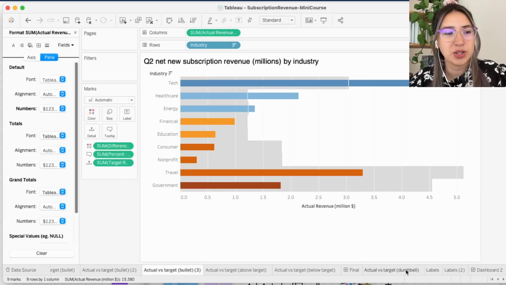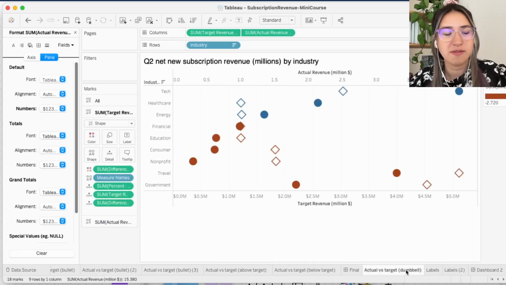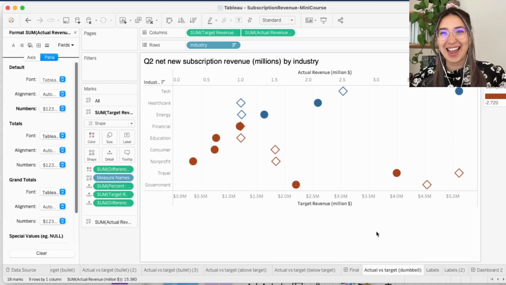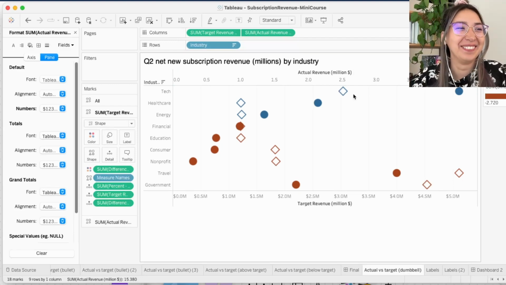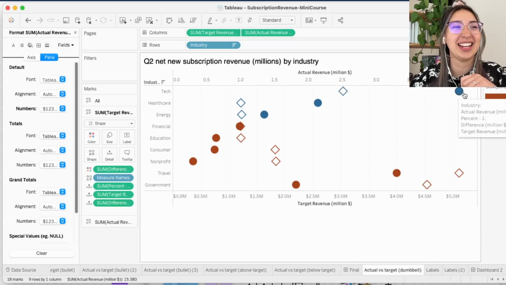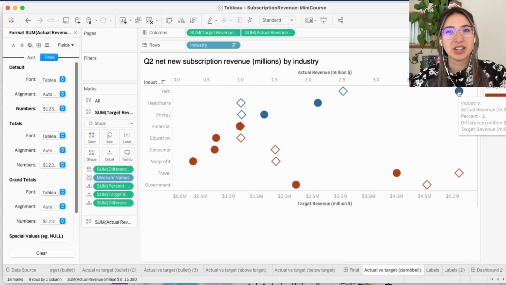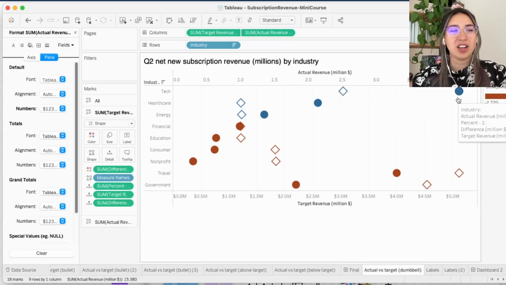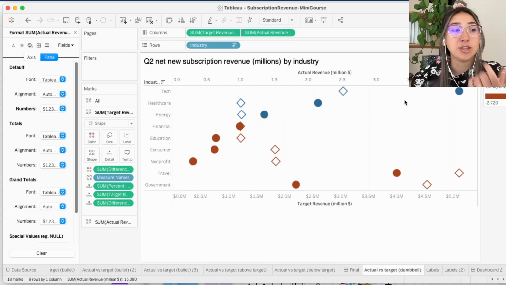And another thing we could do is a dumbbell chart, sort of. I couldn't figure out how to make a line between these two little shapes here, but these diamonds are the target, and the circles are the actual. So if you imagine that we have made a line between these two, it's sort of like a dumbbell. And again, I've color coded overperforming versus underperforming. And so this encodes all of the data of the target and the actual.